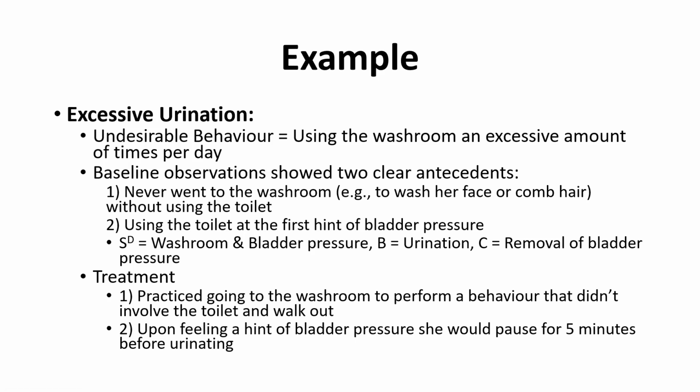And as an example, we have one specific situation where an individual was experiencing excessive urination. Basically, their undesirable behavior was that they would use the washroom an excessive amount of times during the day. So we can do some baseline observations, and they have two clear antecedents for this excessive washroom use. The first was that they never went to the washroom without using the toilet. So if they went to the washroom to do an unrelated task, maybe they were going to wash their face or comb their hair, they would always use the toilet while they were there.